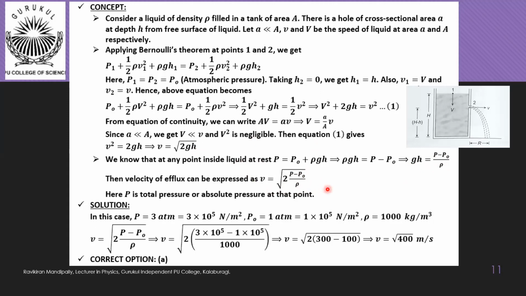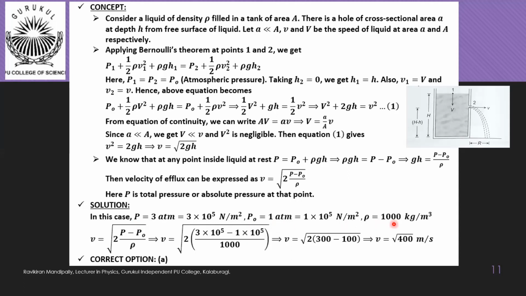And in this question, we are going to make use of this formula because they have given that the total pressure at the level of the hole is 3 atmosphere, which is 3 into 10 power 5 Newton per meter square, and P0 atmospheric pressure is 1 atmosphere, that is approximately 1 into 10 power 5 Newton per meter square, and the liquid is water, so density would be rho is equal to 1000 kg per meter cube.